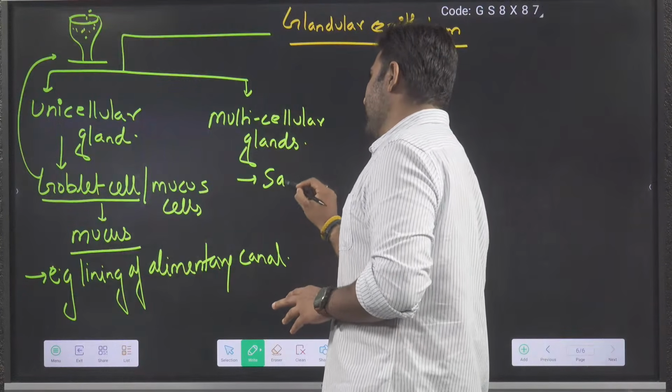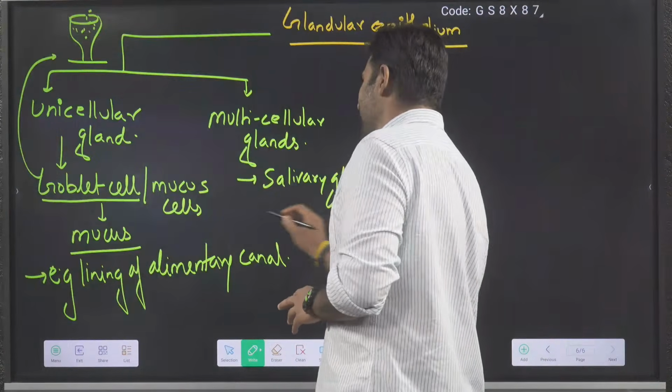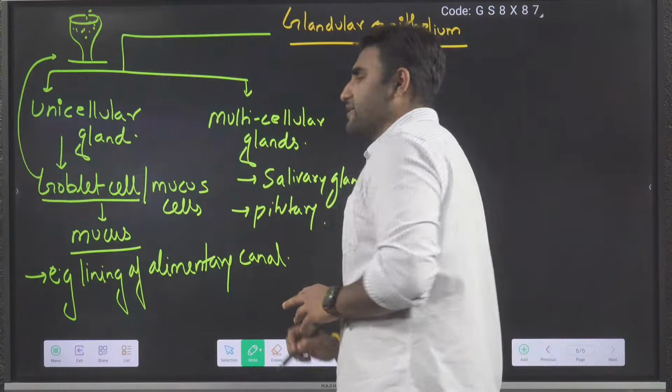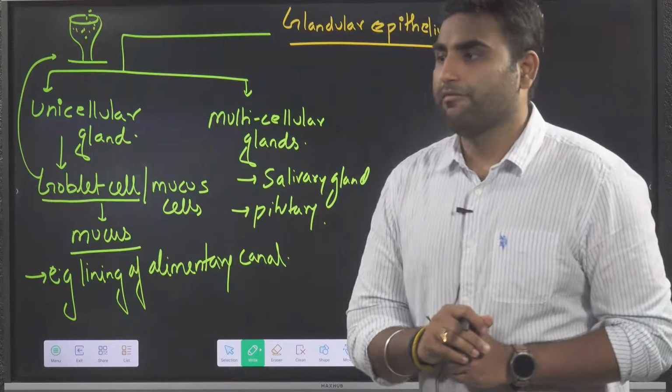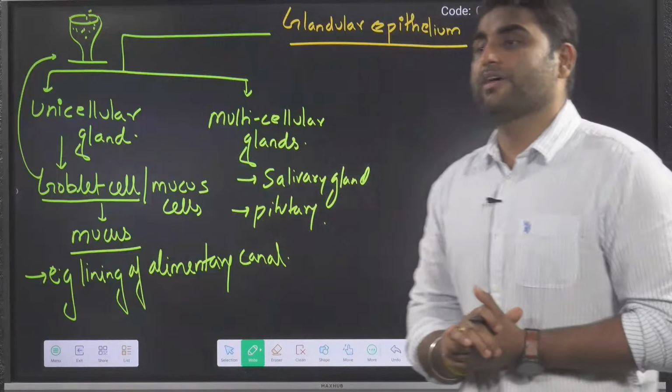Are we clear? All the remaining glands are multicellular glands. One example we can put here: salivary gland, pituitary gland. Yes, these all are multicellular glands. Are we clear? Going to the next classification.